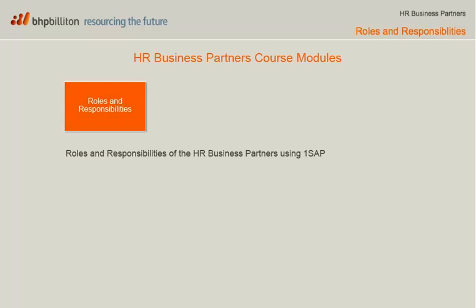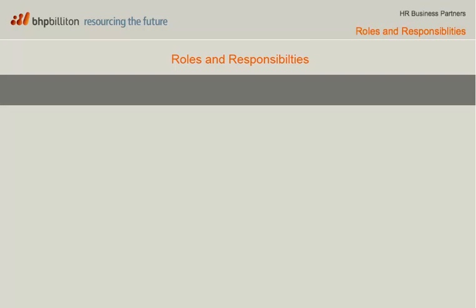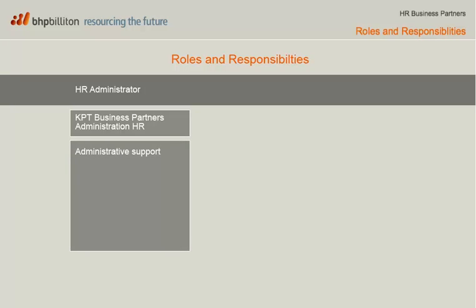In this module we will cover the roles and responsibilities of the HR business partner using 1 SAP. Roles and responsibilities within human resources are as follows. The HR administrator's role is the KPT administrator HR administration. They are responsible to provide administrative support to HR business partners, process forms raised by HR business partners, operating the IOES call center, onboard new starters, and process payroll, leave claims and terminations.